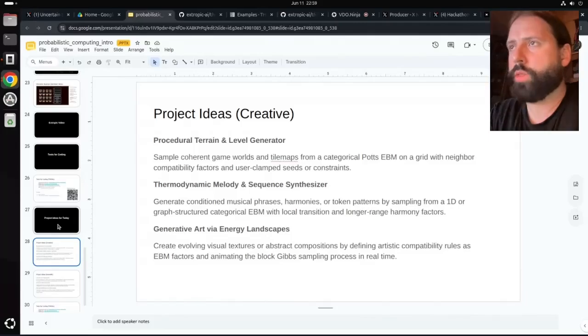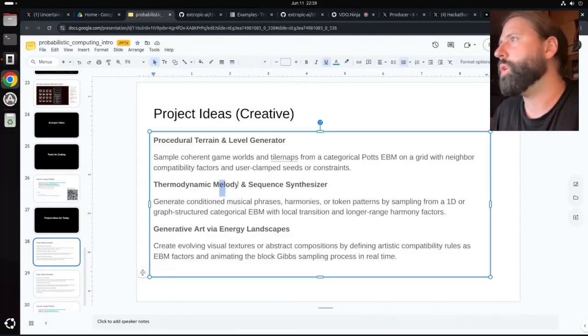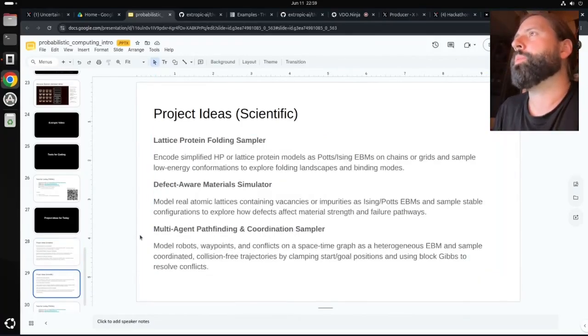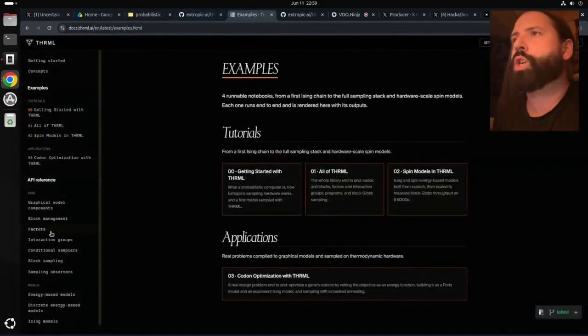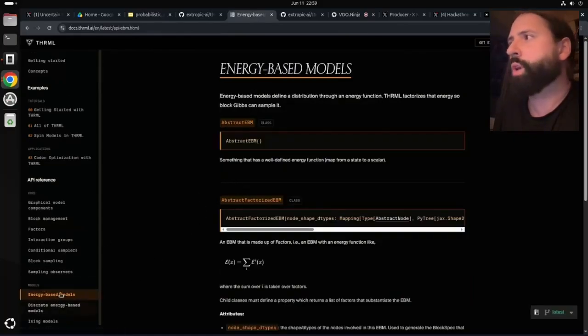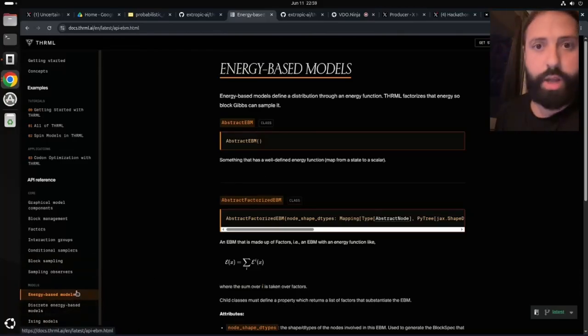That's why I thought we'd put a few slides here where we look at procedural terrain generation, for example, and some music stuff. Actually, one of the teams ended up doing a music project, and generative art as well. Essentially, it's about how to reduce certain problems to specific EBM types, because if you look at the documentation, that's the whole point. The library gives you tools to create energy-based models, discrete EBMs, and Ising models. They have some pre-trained models, and you can use these models to do sampling on them efficiently.